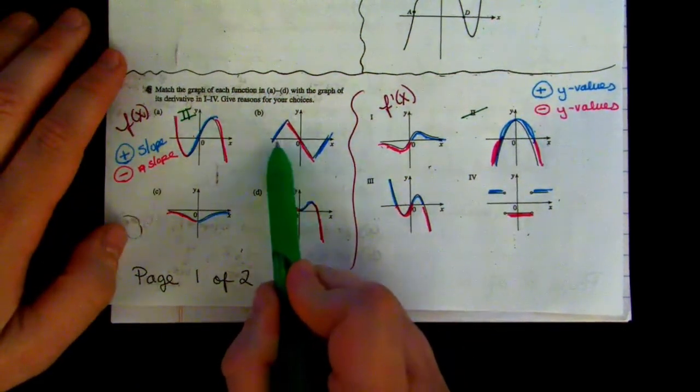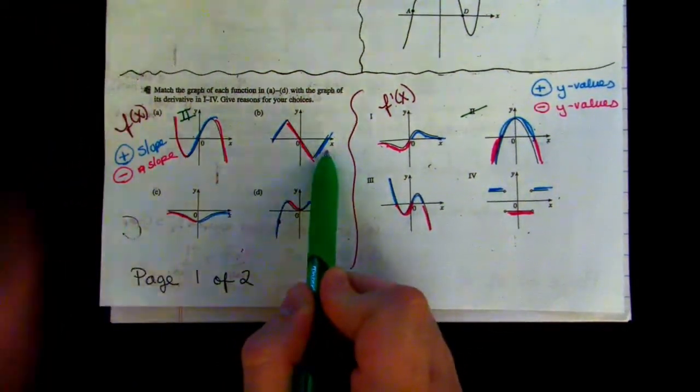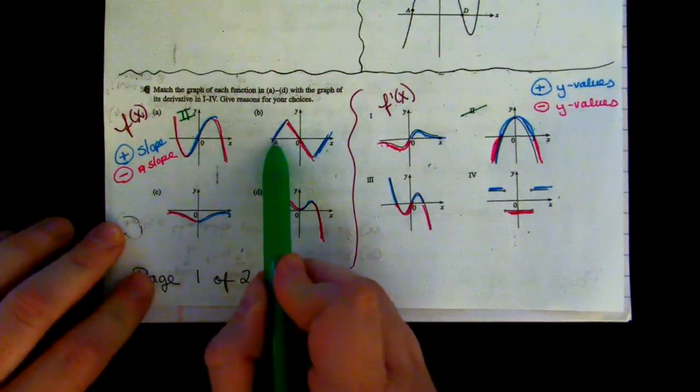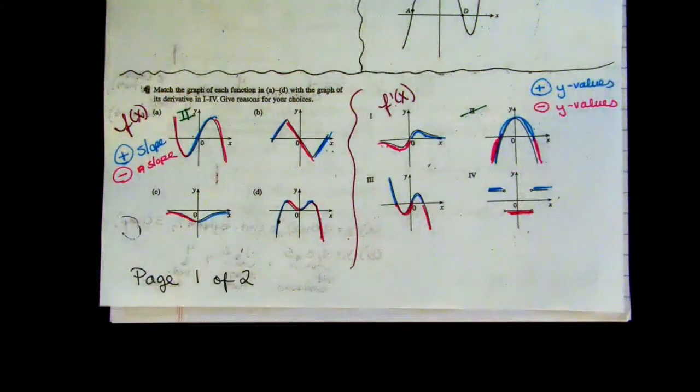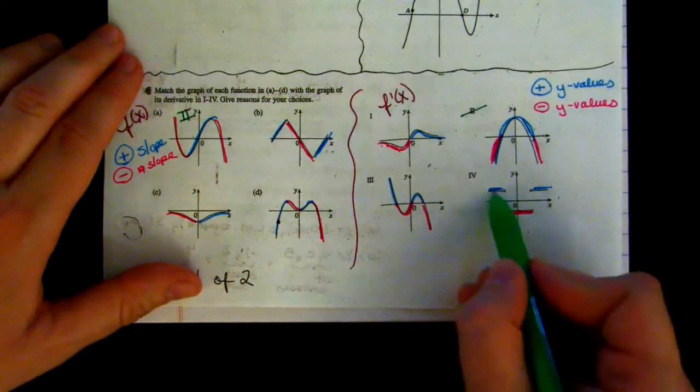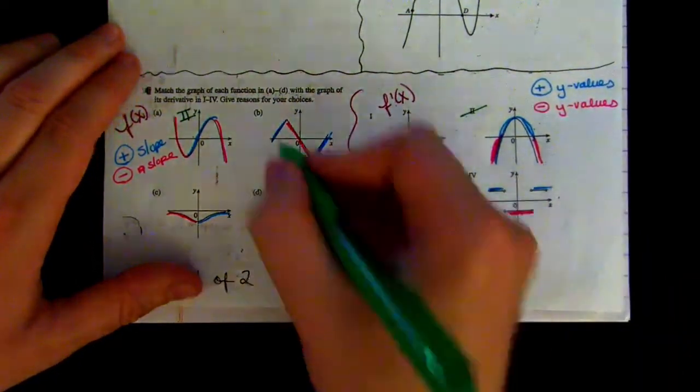Number 2, a positive slope, a negative slope, a positive slope. Not number 2, letter B, sorry. Letter B, a positive slope, a negative slope, a positive slope. What's that going to match up with? I think that's going to match up with 4. Positive values, negative values, positive values.